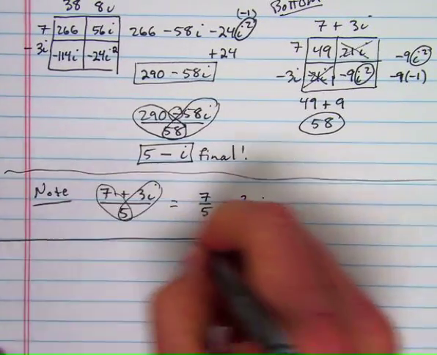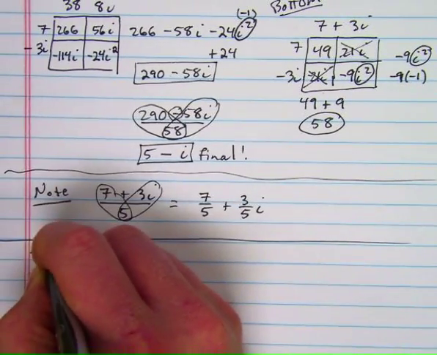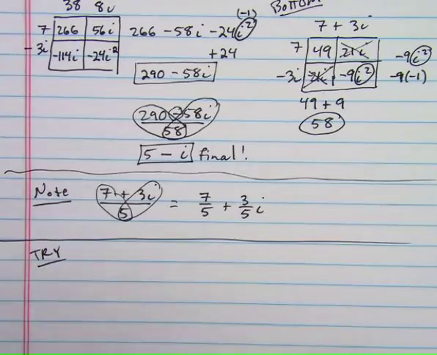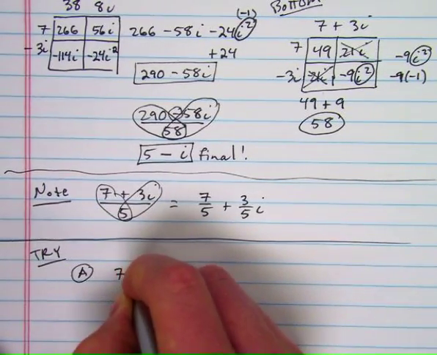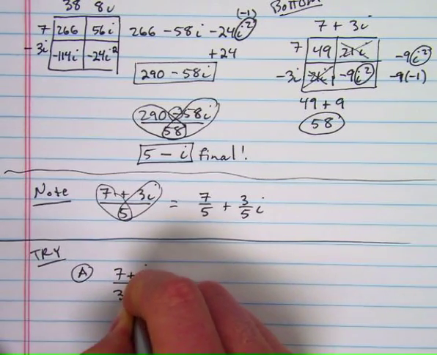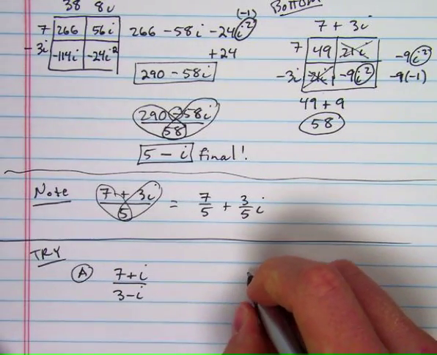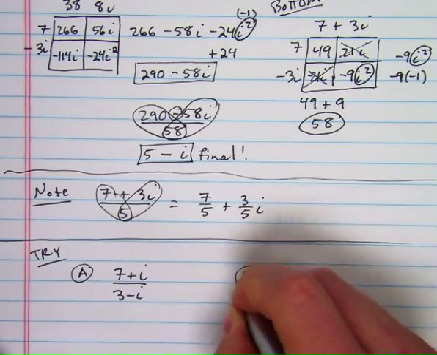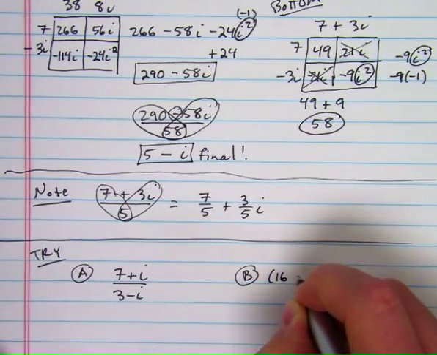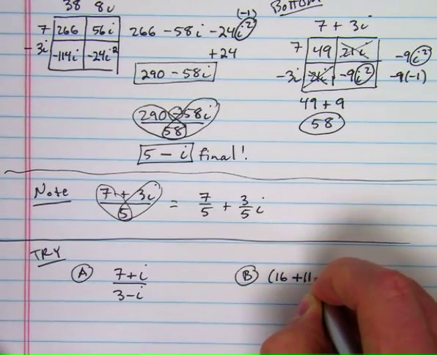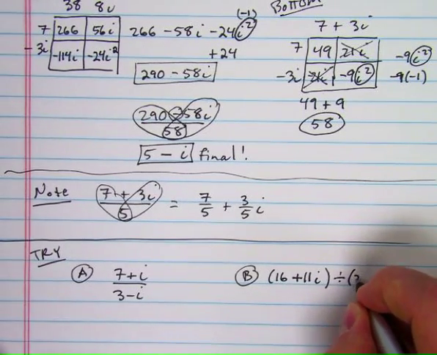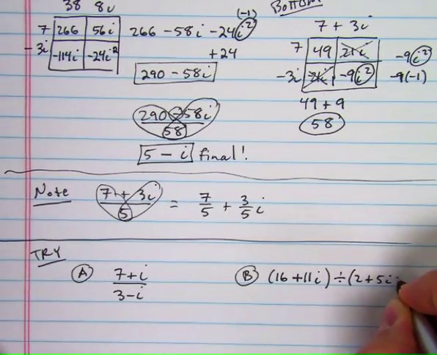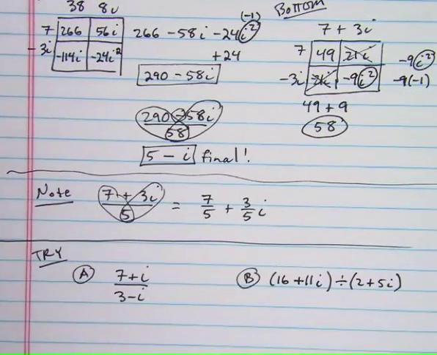Alright, so here are some of the try problems you should work out. There are 2 of them. That's number 1. That divided by 2 plus 5i. That's your second one.